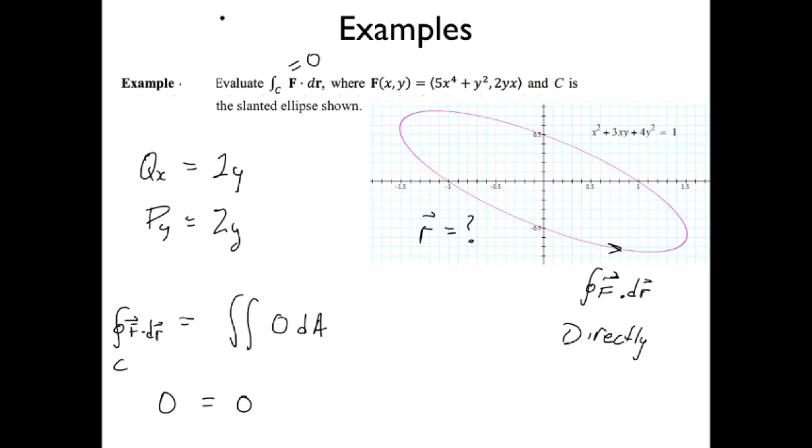Okay, questions on this example. So the moral of this one is always check to see if your vector field is conservative to start. If it is, then the answer is 0 for the circulation integral.